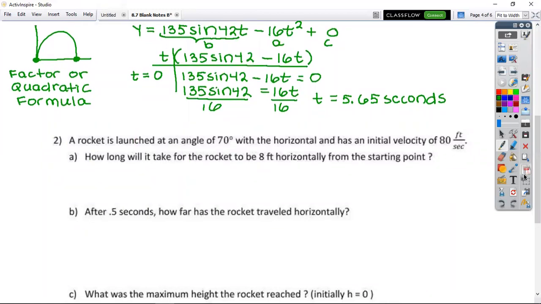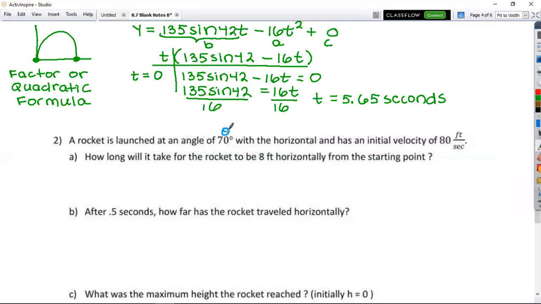So next projectile question, you have a rocket that is launched at an angle of 70 degrees. Okay, so start defining all your variables. Here is your theta, with the horizontal, and it has an initial velocity of 80 feet per second. So this is the magnitude of my velocity. Again, always going to be a positive value. And how long is it going to take for the rocket to be horizontally 8 feet from the starting point?